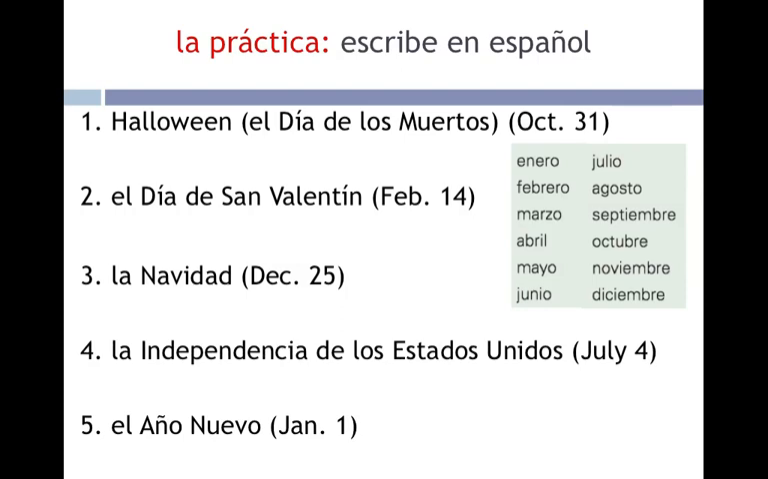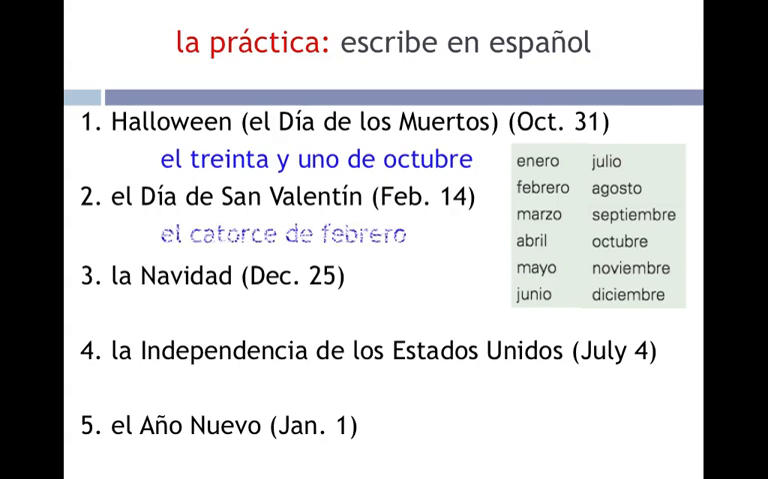Let's put it together. La práctica, escribe en español. So you can either write in español or I will pause. You can take a moment to think about how you would say these dates. So, ¿cómo se dice el Día de los Muertos, Halloween, October 31st? El 31 de octubre. ¿Cómo se dice el Día de San Valentín, February 14th? El 14 de febrero. Muy bien.